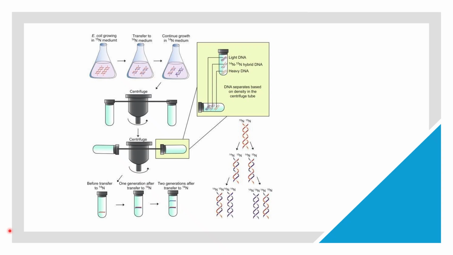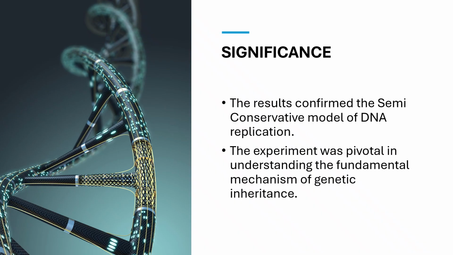So, in conclusion to the Meselson and Stahl experiment, we can say that the results confirmed the semi-conservative model of DNA replication. The experiment conducted by them was pivotal in understanding the fundamental mechanism of genetic inheritance and DNA replication, and this experiment confirmed the Watson and Crick model of semi-conservative replication.